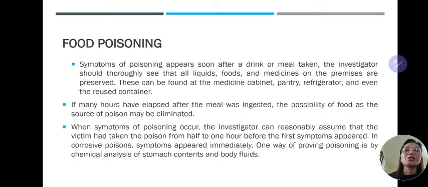So we also have food poisoning, katulad yung na-explain before dun sa cassava cake poisoning or cassava food poisoning. So we have symptoms of poisoning appear soon after a drink or meal has been taken. The investigator should thoroughly see that all liquids, foods, and medicines on the premises are preserved. These can be found at the medicine cabinet, pantry, refrigerator, and even in the reused containers. If many hours have elapsed after the meal was ingested, the possibility of food as the source of poison may be eliminated. This is due to metabolism also.